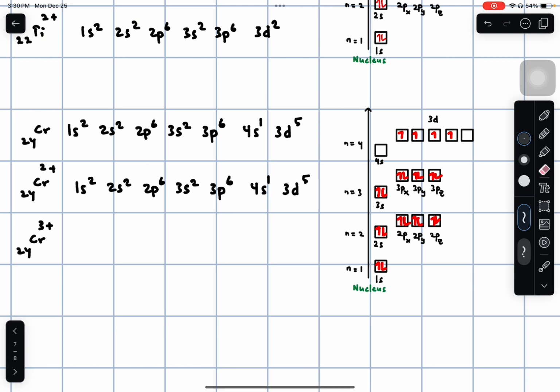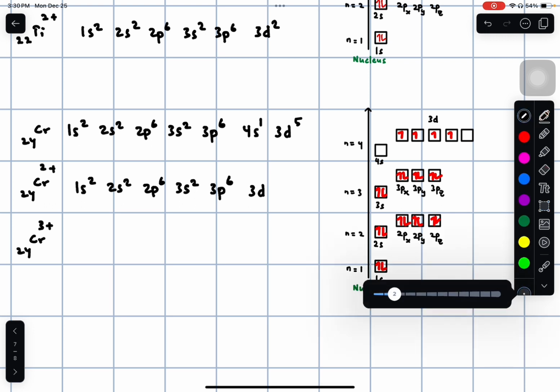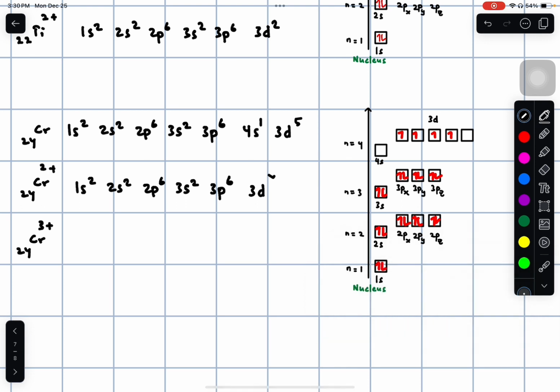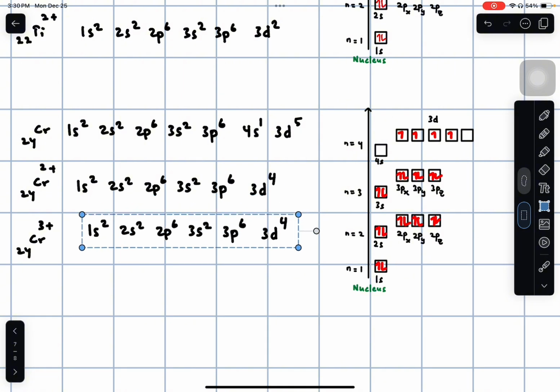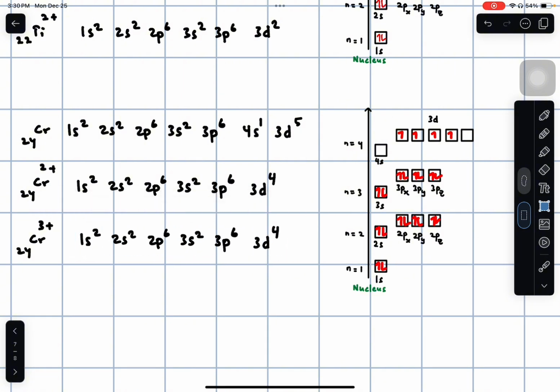That would make the electronic structure of Cr2 plus 3p6 and 3d4 here. If we were to have Cr3 plus ion, we are going to lose one more electron, and that electron is going to come out of the 3d atomic orbital. So this will become 3d3 here.